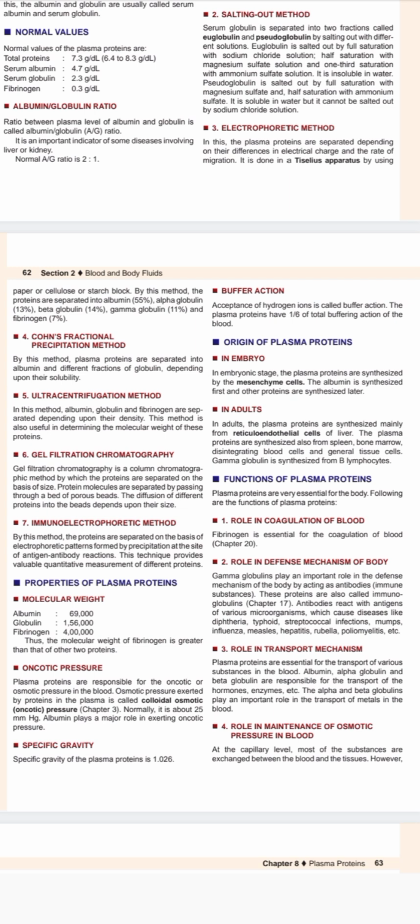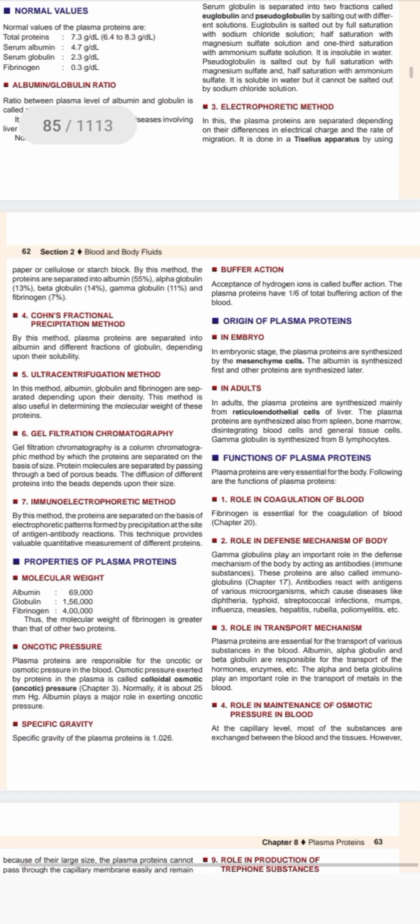In adults, plasma proteins are synthesized mainly from reticuloendothelial cells of the liver. So in the embryo, plasma proteins are synthesized from mesenchyme cells, but in adults, from reticuloendothelial cells of the liver. Plasma proteins are also synthesized from spleen, bone marrow, disintegrating blood cells, and general tissue cells. Gamma globulin is synthesized from B lymphocytes.